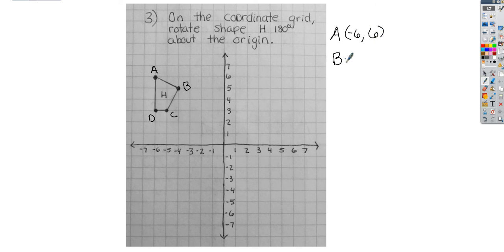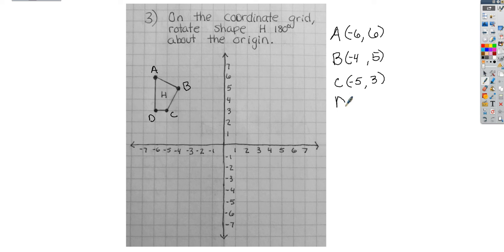Our B original ordered pair: we start at the origin, we go over 1, 2, 3, 4, so negative 4 spaces, and then we go up 1, 2, 3, 4, 5, positive 5. Point C, again starting at the origin, we go over until we can go up. So 1, 2, 3, 4, 5, and we go up 1, 2, 3. So we have negative 5, 3.